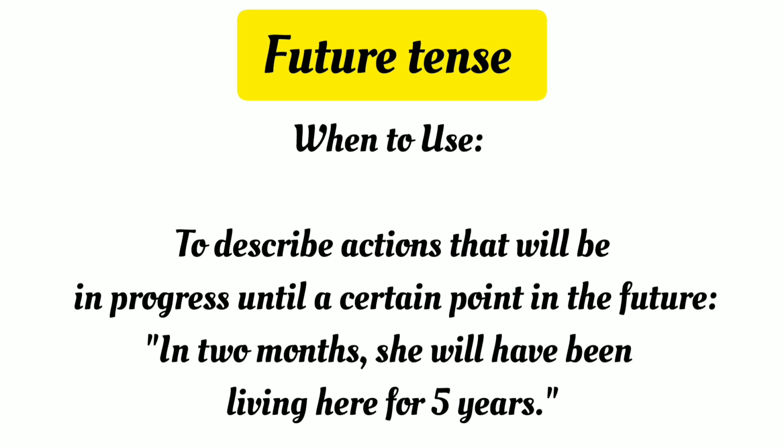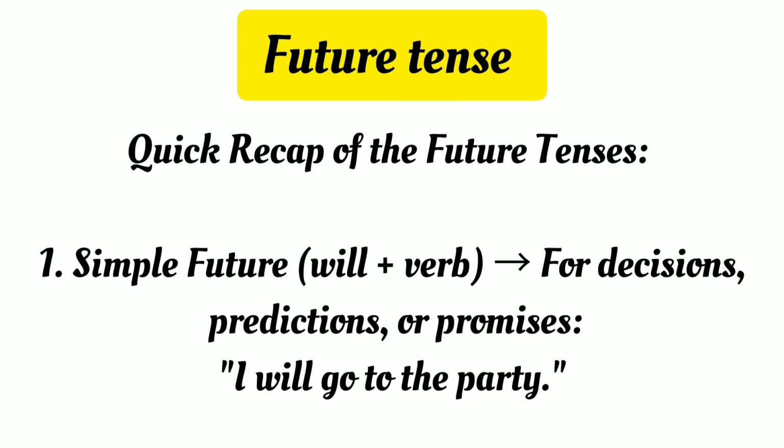When to use: to describe actions that will be in progress until a certain point in the future. In 2 months, she will have been living here for 5 years. Quick recap of the future tenses. 1. Simple future: will plus verb, for decisions, predictions, or promises. I will go to the party.